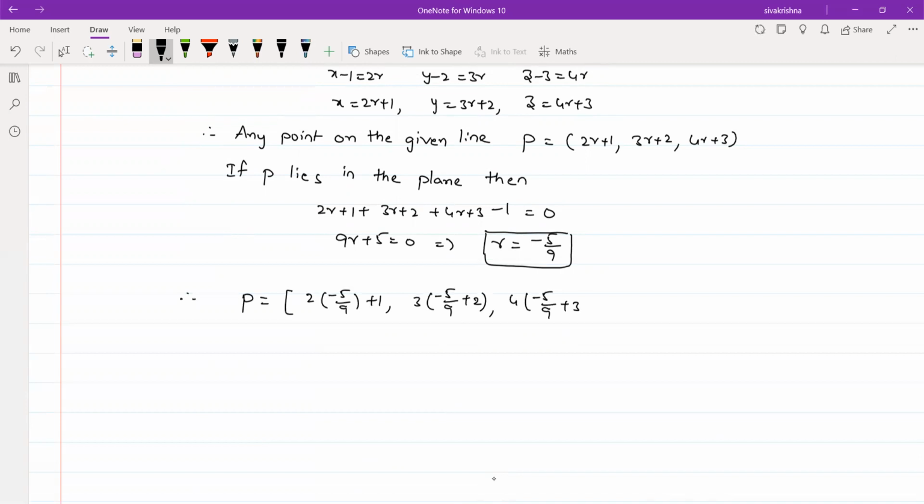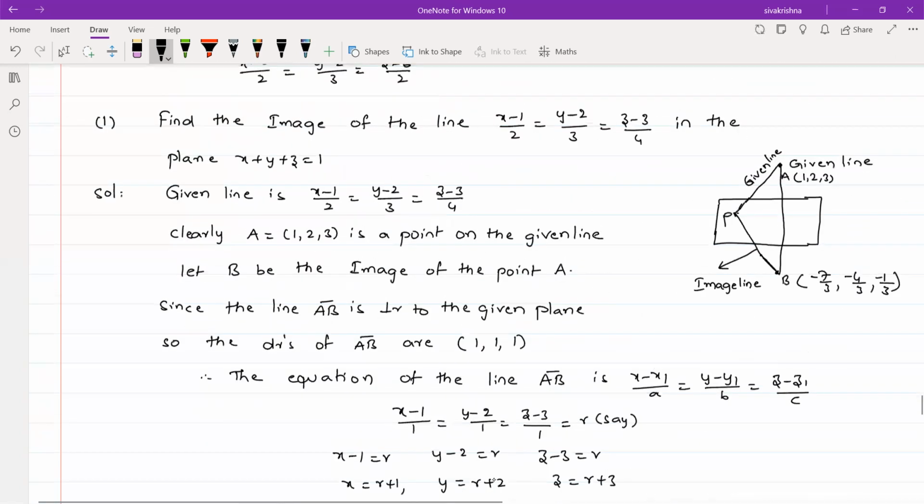Right. So on simplification, we get the point p as minus 10 plus 9, that is minus 1 by 9, comma minus 15 plus 18, that is 3 by 9. So 3 by 9 is nothing but 1 by 3, and minus 20 plus 27 is 7 by 9. So this is the point p. Okay. So I have also found the point p.